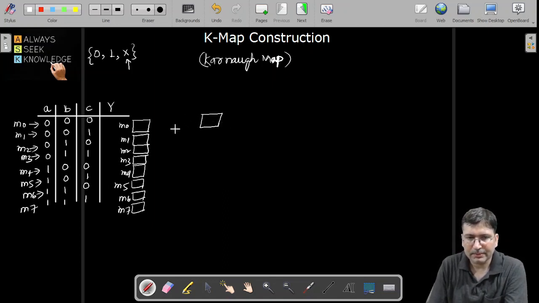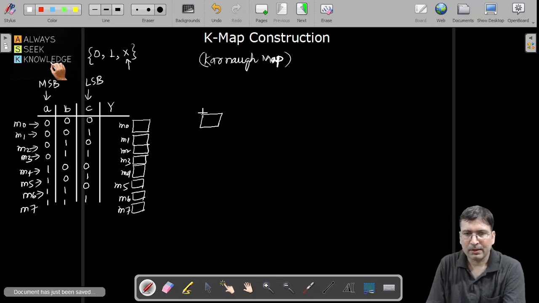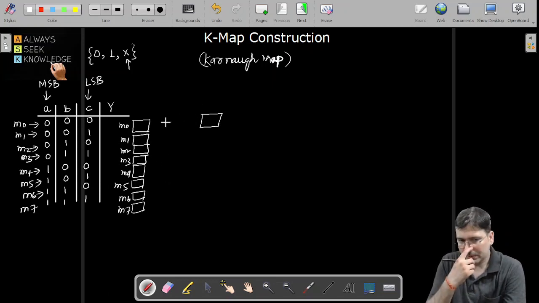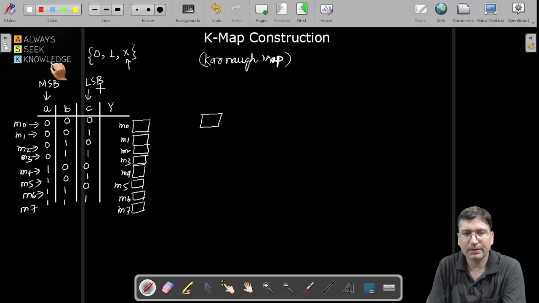Try to understand it. Let's say there are 3 variables. So one variable we need to consider as MSB, most significant bit, and one variable we need to consider as LSB, right? So let's say A is representing MSB, most significant bit, and C is representing LSB, least significant bit.